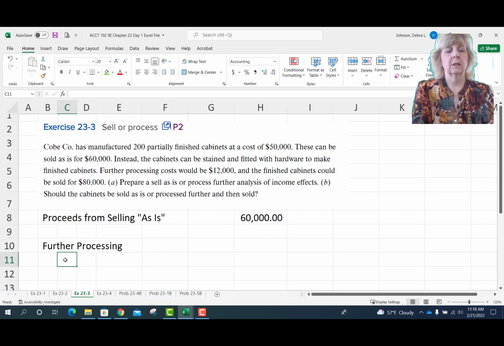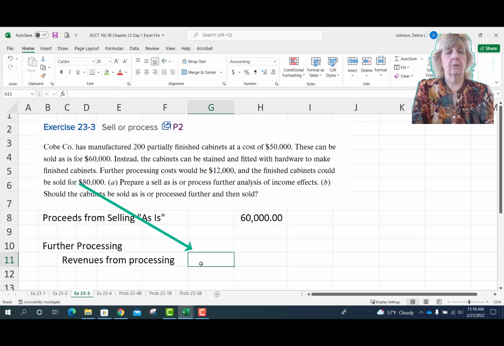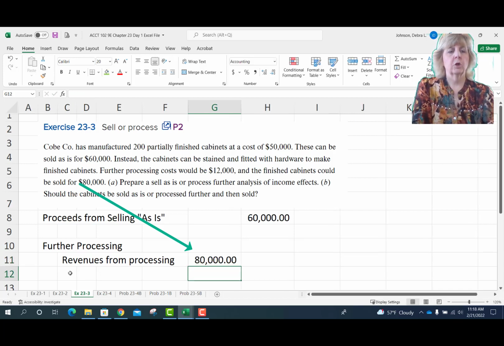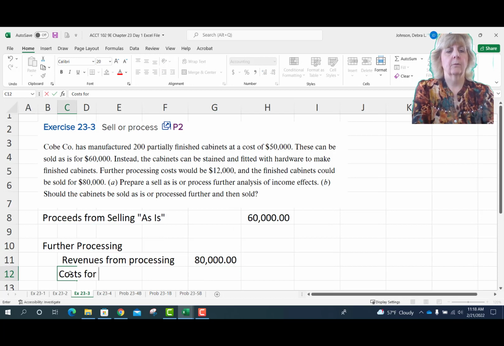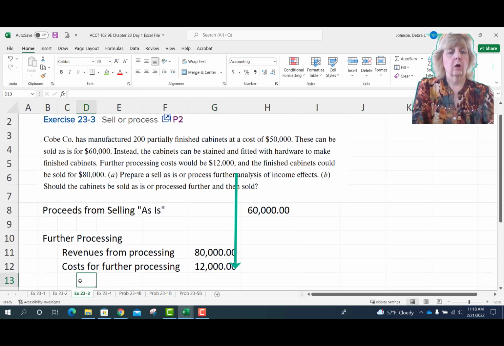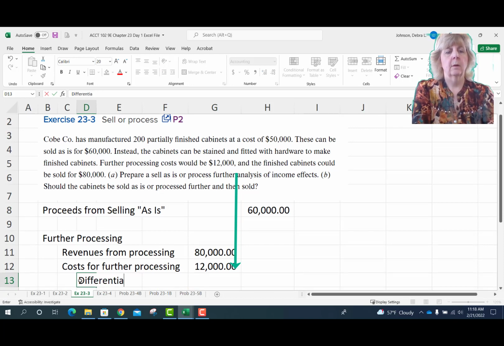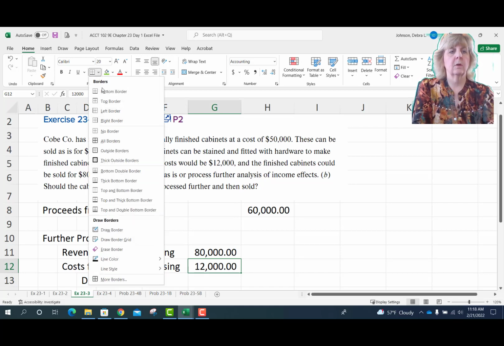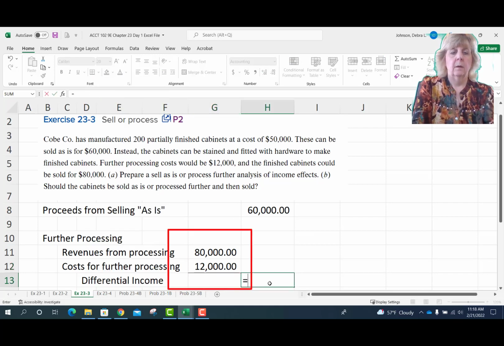So I'm going to choose to list the revenues from further processing, and they mentioned that if we further processed it, we could sell those for $80,000. And if we choose to do that, the cost for further processing would be $12,000. So if I choose that option, I'll call that my differential income from processing. Let me take the difference between those revenues and expenses by subtracting one from the other.